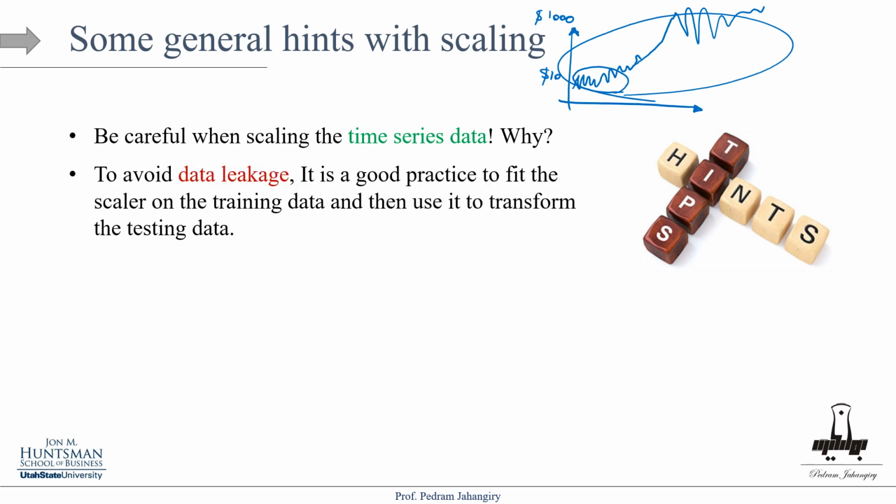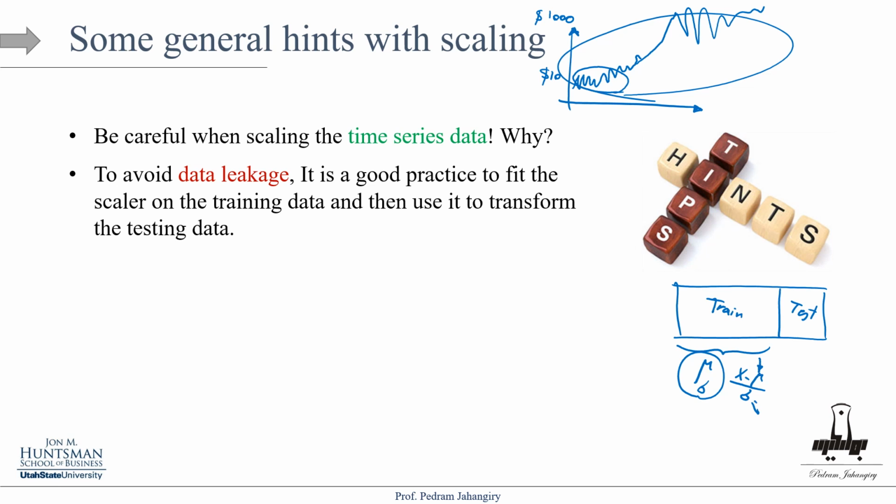Another thing is that, in order to avoid data leakage, it is good practice to fit the scaler on the training data and then use it to transform the test data. What do we mean by that? Remember, if this is your data set, let's say 80% train and 20% test, you figure out the parameters of the scaler using the train set. For example, if you're using standardization, calculate the average and the standard deviation using the train set. Then with the formula x minus mu divided by sigma, you apply this mu and sigma from the train set to transform the test set data.